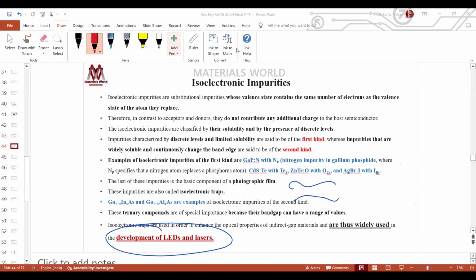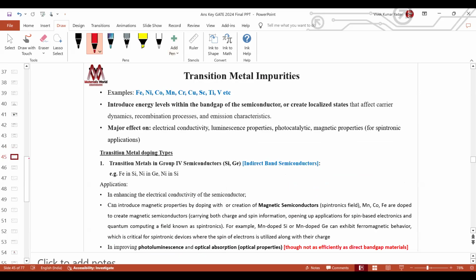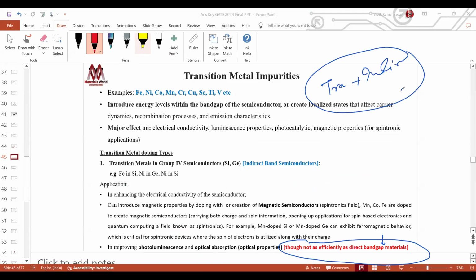Now let's go to the second, transition metal impurity. They are not as efficient as in a direct band gap material. That's what I'm trying to tell here: doping a transition metal in an indirect semiconductor cannot be as efficient as doping a transition metal in a direct band gap semiconductor. I hope you understand. These are just impurities, you can dope in indirect as well as direct band gap semiconductors, right? We are talking about indirect. So if you're doping in an indirect one, what will happen?